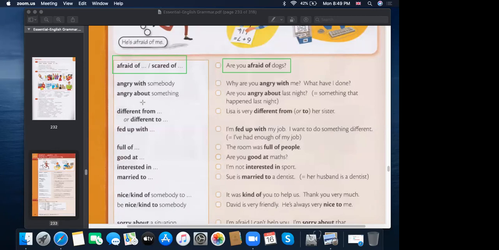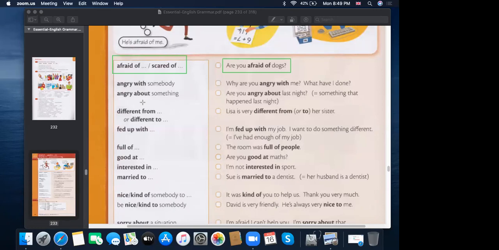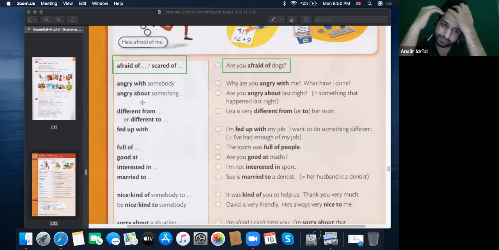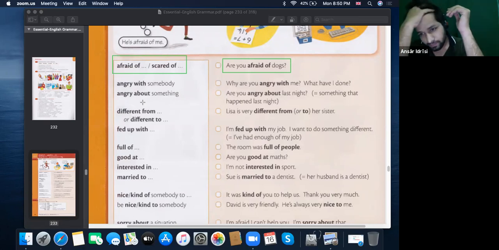She is afraid of snakes. They are afraid of me. He's afraid of water. I am afraid of night. My father is scared of dogs. I am afraid of horror movie. I'm scared of horror movies.